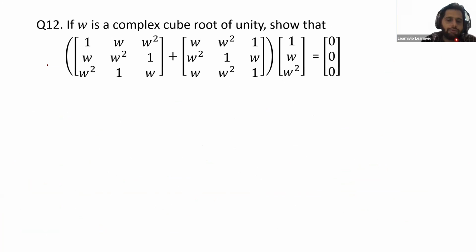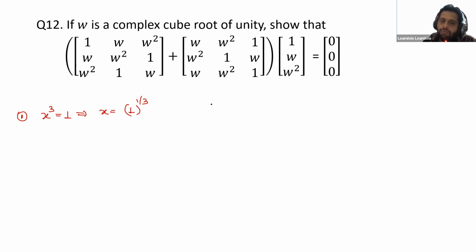Okay, then, this is a very good question. Omega is a complex cube root of unity. You need to show this, okay? So first of all, we will discuss what is a cube root of unity. Suppose we have x cube is equal to 1. So that means we need to find the cube root of 1, 1 to the power 1 by 3.